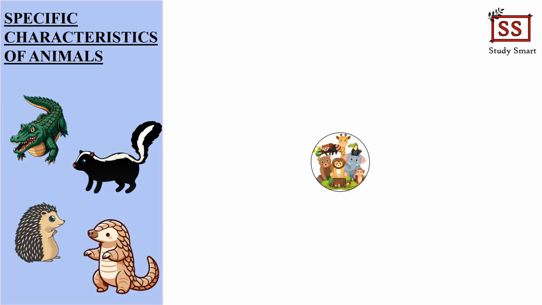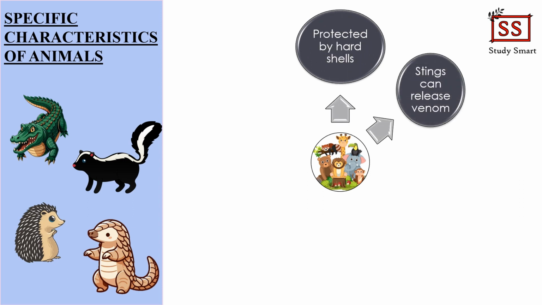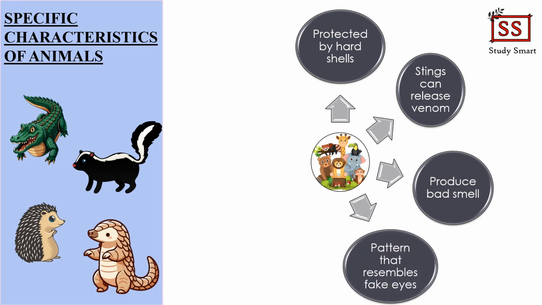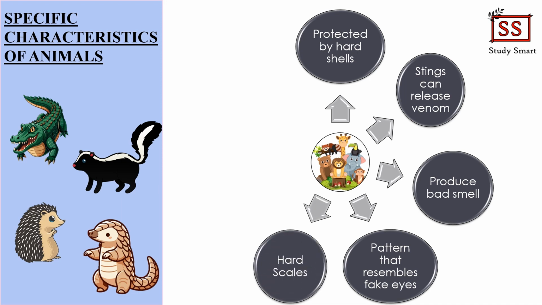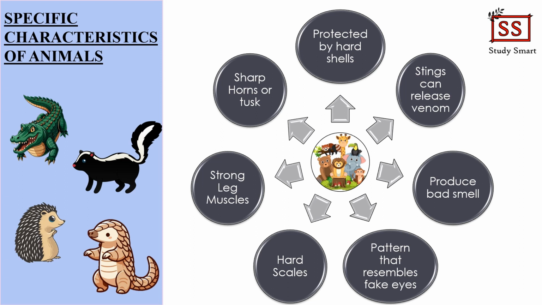Now, let's look at the specific characteristics of animals that can protect themselves from enemies. Protected by hard shells, stings that can release venom, producing bad smell, patterns that resemble fake eyes, hard scales, strong leg muscles, sharp horns or tusks. These are the characteristics of animals that help them to protect themselves from enemies.